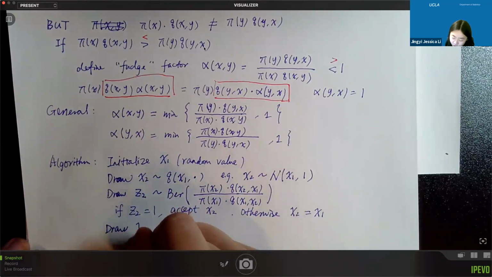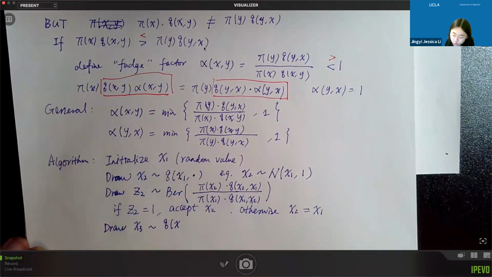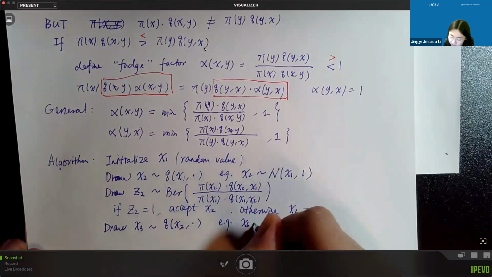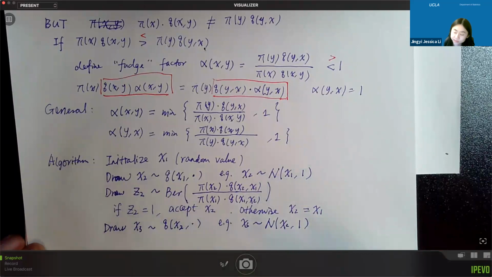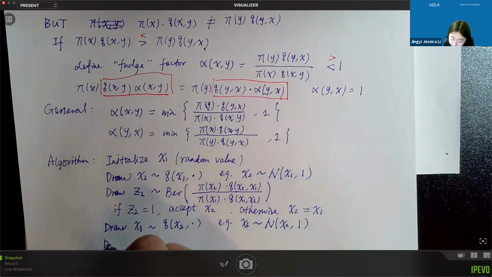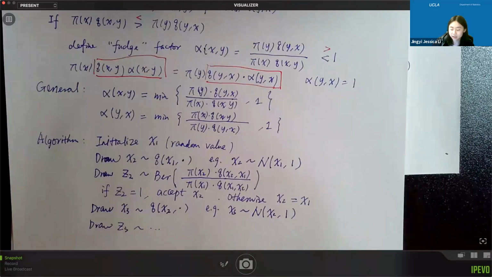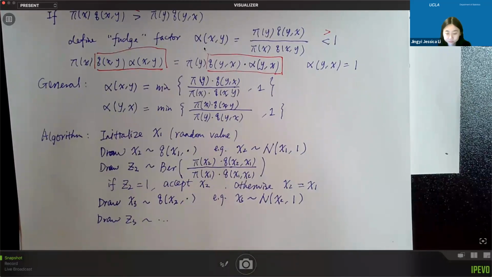Following that, you draw X3 from the transition or proposal distribution with X2 as the current value. So for example, your X3 will be sampled from the normal density with X2 as the mean, 1 as the standard deviation, and then you draw Z3, and so on. So you just do this continuously. With the current value, you draw the next value, but the next value is not going to be accepted for sure. You only accept it based on a probability that depends on this ratio. This is what we call Metropolis-Hastings.